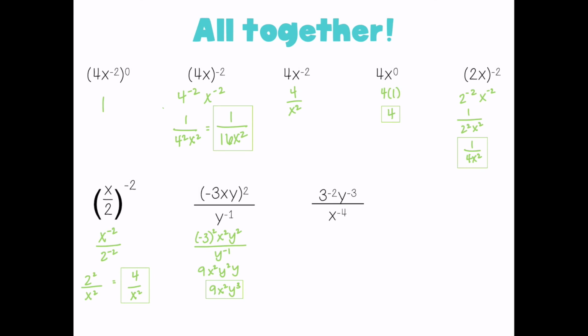All right, everything on this next one has negative exponents. So because everything has negative exponents, we can go ahead and switch everything's place so that x will move up and the 3 and the y will move down. Now we have positive exponents, which is what we like. Let's simplify some more. I know that that 3 squared is actually 9. And that's as far as we can go.